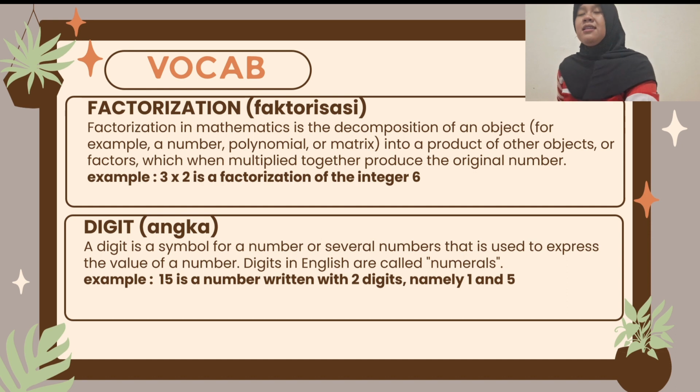Next, we have digit, or in bahasa we say angka. A digit is a symbol for a number or several numbers that is used to express the value of a number. Digits in English are called numerals. Okay, example, 15 is a number written with 2 digits, namely 1 and 5.